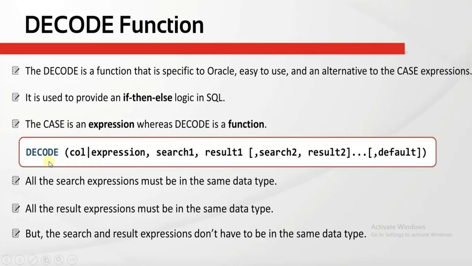The syntax of decode is decode, within parentheses, column expression, comma, search value, whichever you want to search for, comma, the result in the desired format, and then the default value. So this is the syntax of the decode function. The conditions are: all the search expressions must be in the same data type, and all the result expressions must be in the same data type, but the search and result expressions don't have to be in the same data type.